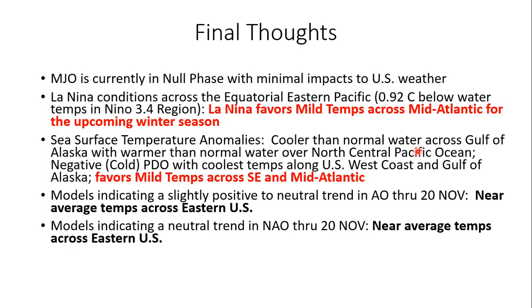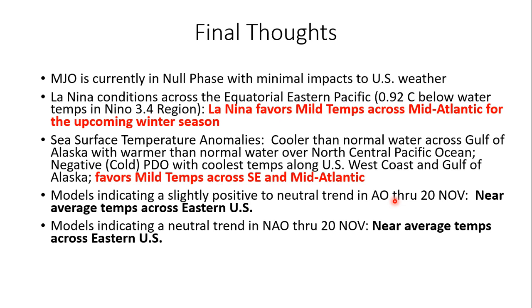So here are my final thoughts on tonight's video. The MJO is currently in a null phase. We looked at that, and we're expecting minimal impacts to U.S. weather. La Nina conditions continue across the equatorial eastern Pacific. We're looking at about 9/10 of a degree below normal water temps in the 3.4 region. 9/10 of a degree, that's it. And La Nina in general favors mild temperatures across the mid-Atlantic for the upcoming winter season. That's usually what it does represent.